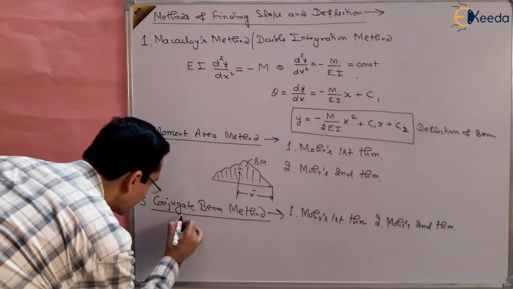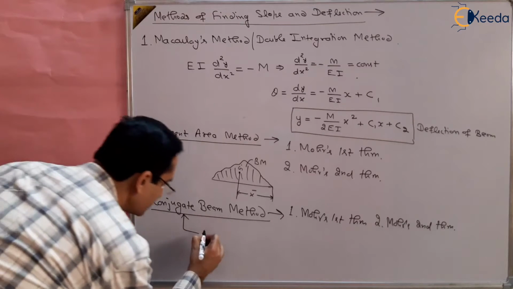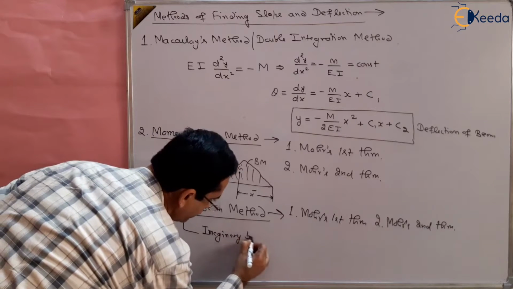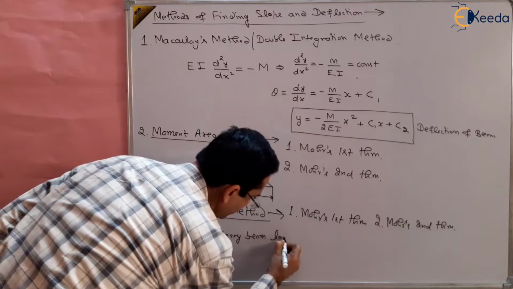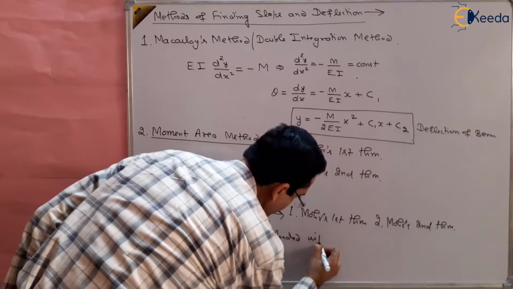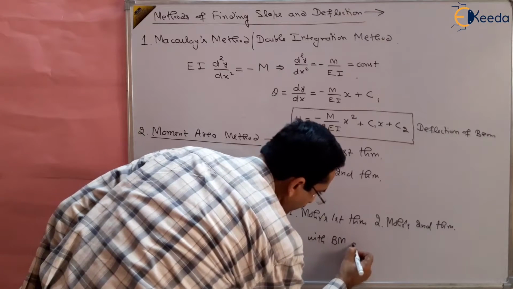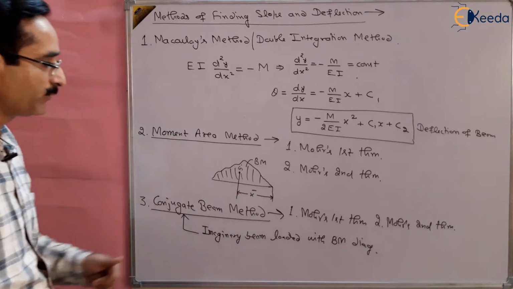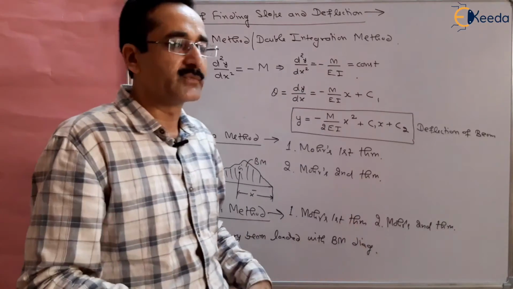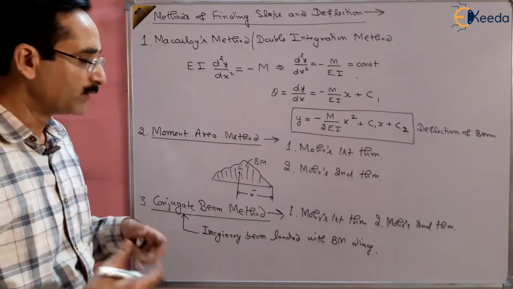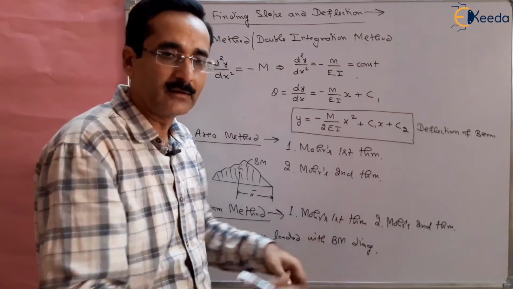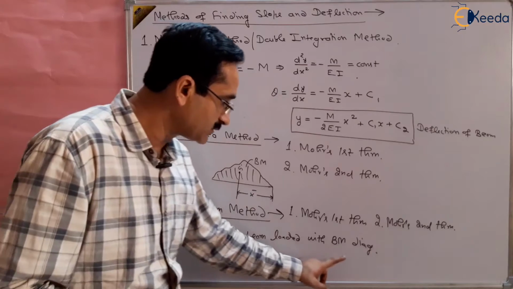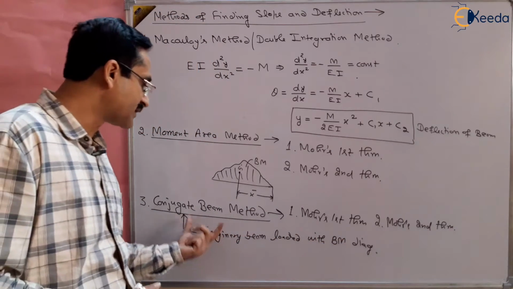So what is a conjugate beam? Basically we will study later on in detail. That is an imaginary beam loaded with the bending moment diagram. So first we will make the bending moment diagram of the actual beam. Then this bending moment diagram, say it is a rectangle, suppose, right? So that beam will be loaded with that rectangle or variable load or a triangle, and when this is loaded with the bending moment diagram, this beam is called the conjugate beam.